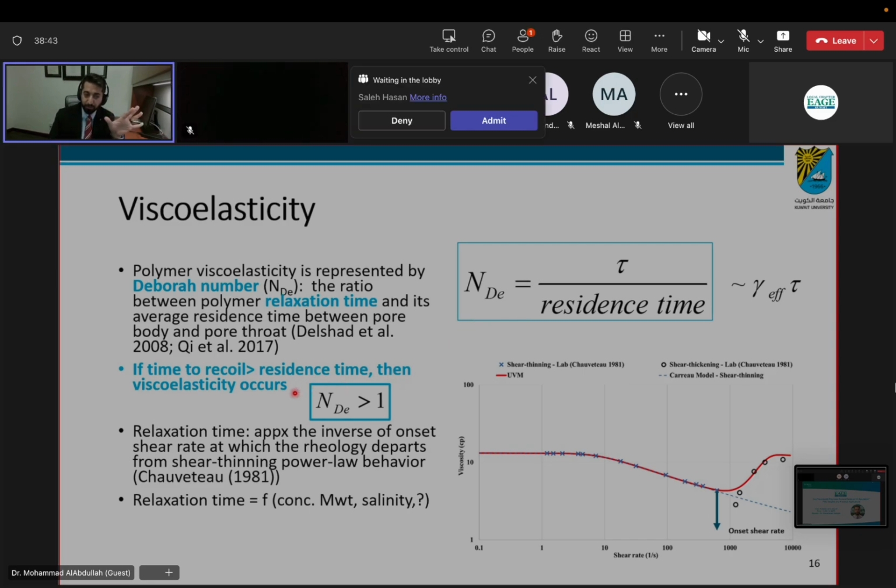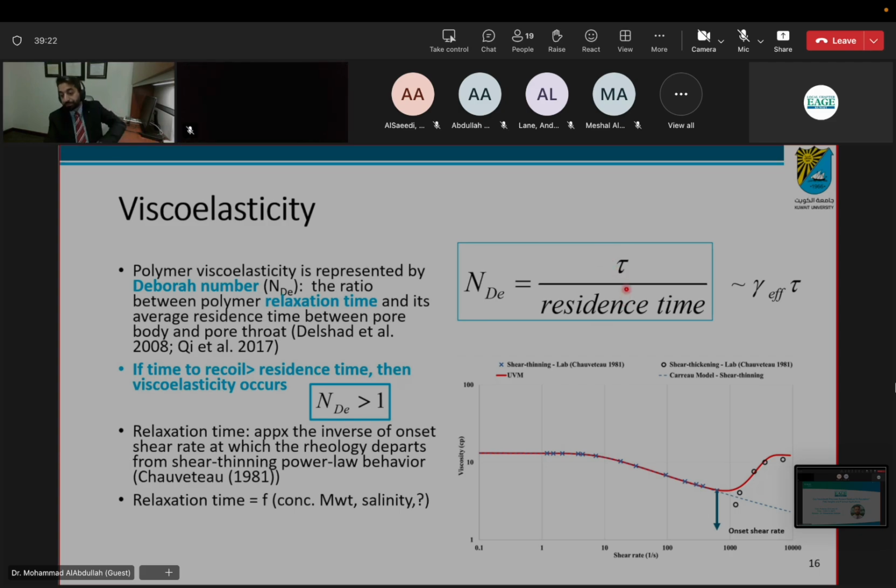So what's important here is not the equation itself, because some of us may hate equations. If the time to recoil back, the relaxation time, is greater than the residence time, which means whenever it decoils to open up, it does not have time to come back, then viscoelasticity occurs. You will have a Deborah number greater than 1. You will have this greater than 1 when your relaxation time is higher than your residence time.